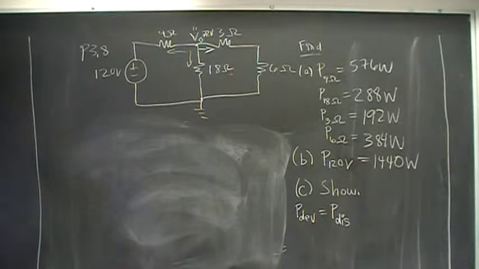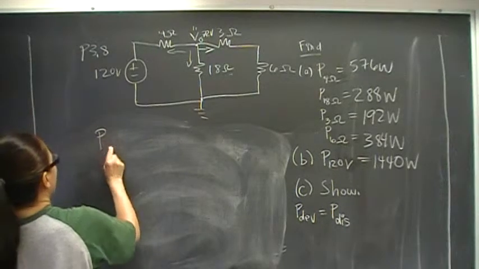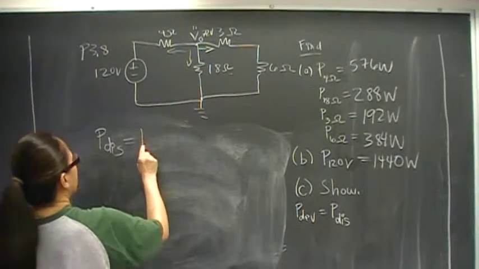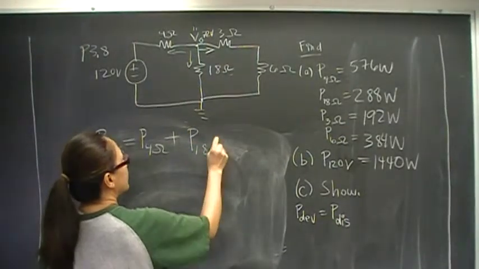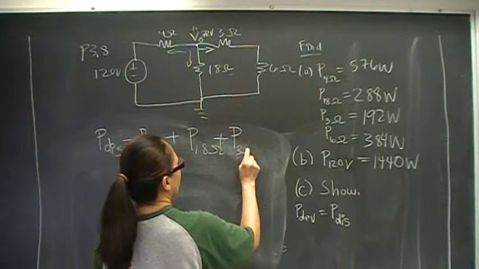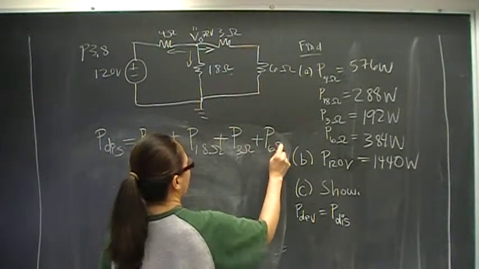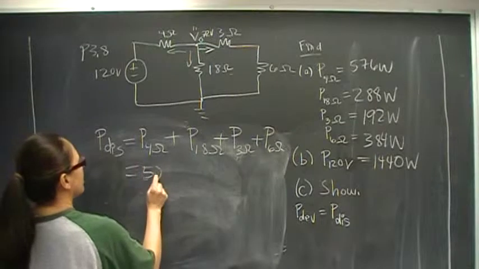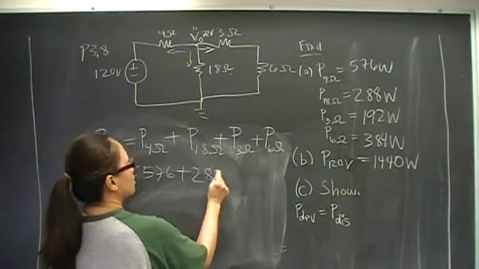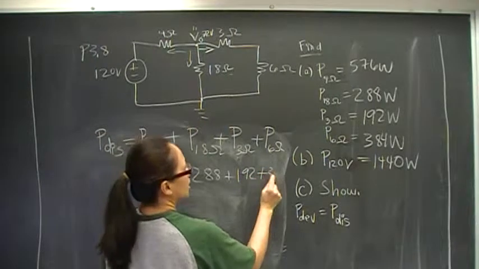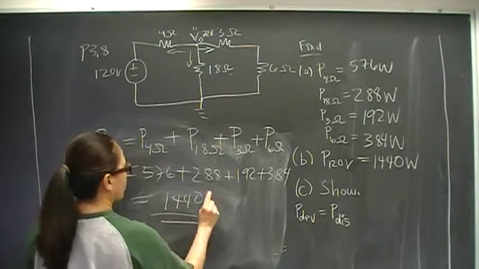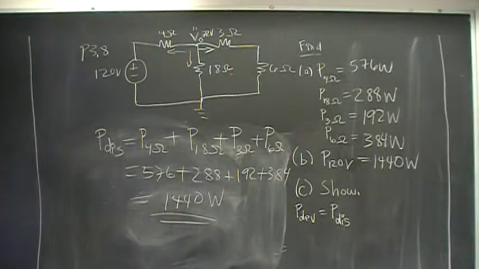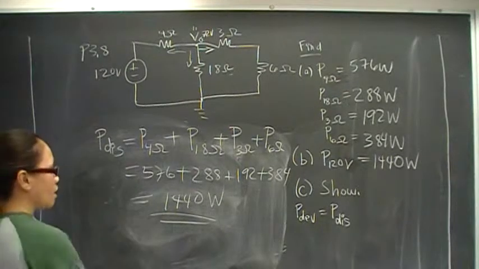Power is consumed in the 4 resistors. Resistors always consume power. So power dissipated is going to be the power consumed by the 4 ohm resistor, the 18 ohm resistor, the 3 ohm resistor, and the 6 ohm resistor. And that's going to be 576 plus 288 plus 192 plus 384. And that should give you 1440, proving that power developed is equal to power dissipated. And that's the answer.